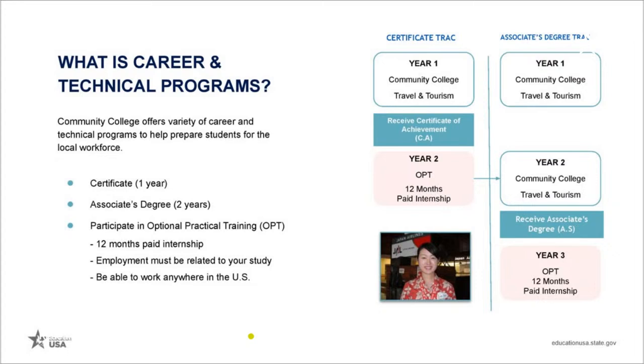Employment must be related to your study, to your field of study during this OPT, and you will be able to work anywhere in the United States. So if you, for example, study in a community college in Minnesota, you can work in Washington, D.C. If you apply to OPT and get OPT, you can choose your work in other states.